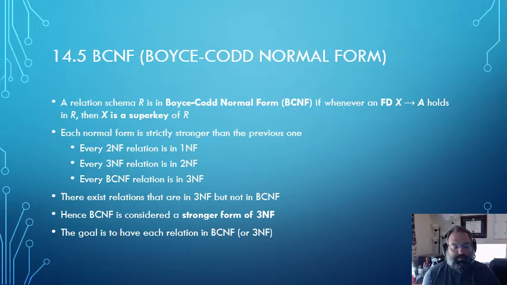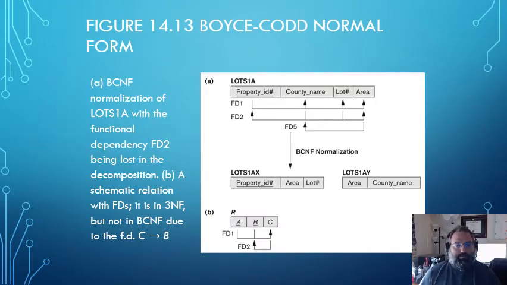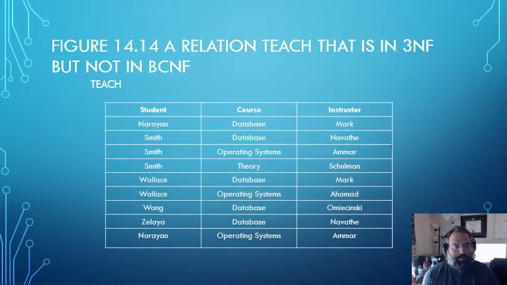The goal is to have each relation in BCNF or third normal form. Figure 14.13 is a Boyce-Codd normal form description. Figure 14.14 is a relation TEACH that is in third normal form, but not in BCNF.